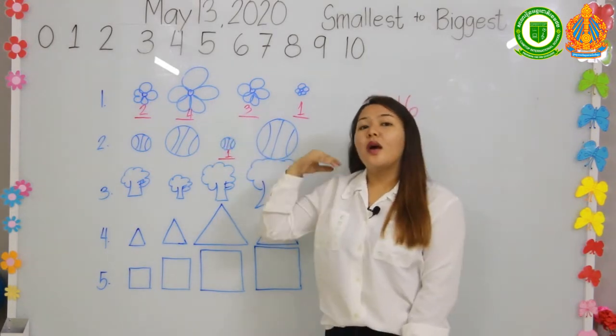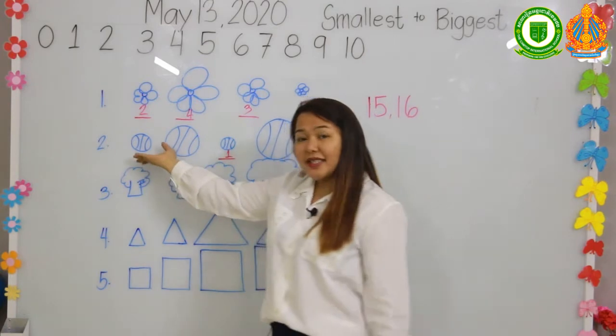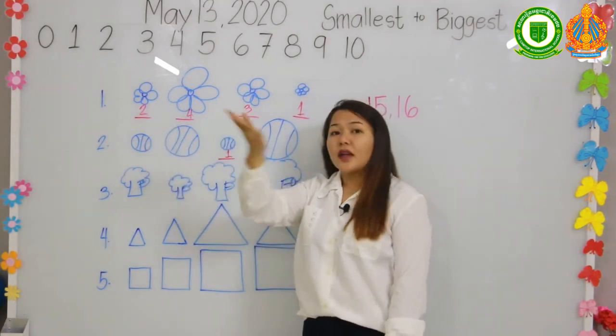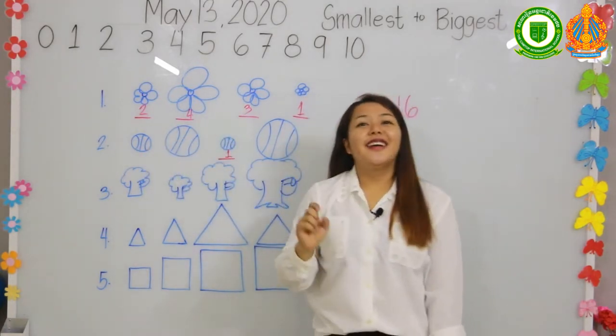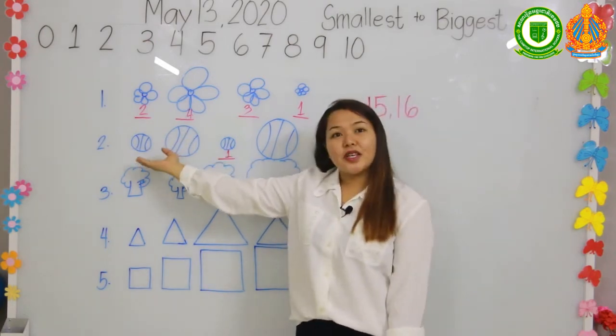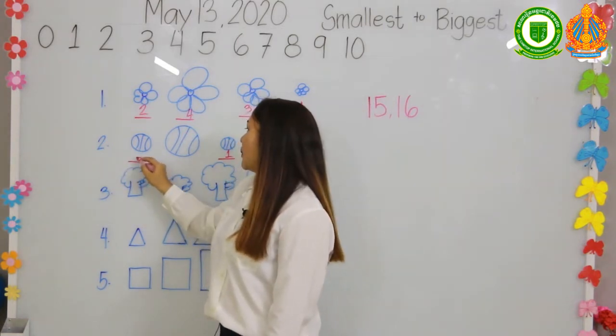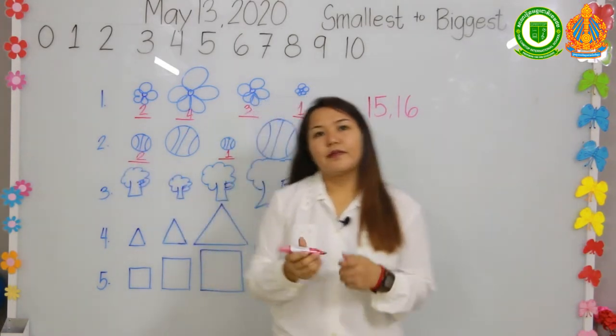Now we know which one is next to this size. So which one is next to this size? Okay, again, use your finger to point your answers anywhere on your screen. So the next picture, we have this one. So we're going to write number 2.